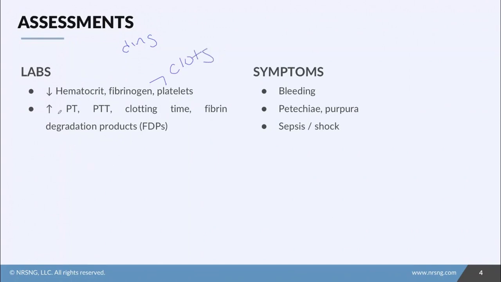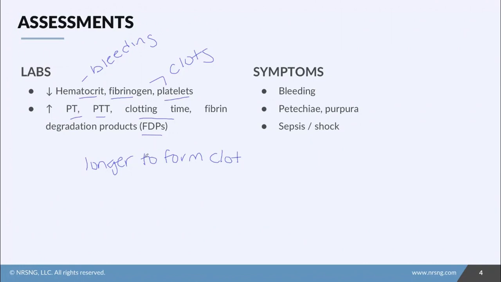So our PT, PTT, clotting time, and the fibrin degradation products, or FDPs, those are going to be increased. Clotting time increases because the body has used up the clots, so it's taking longer and longer to form clots. The FDPs, the fibrin degradation products, those are increased because the clots are quickly being broken down. So now that's going to be increased.